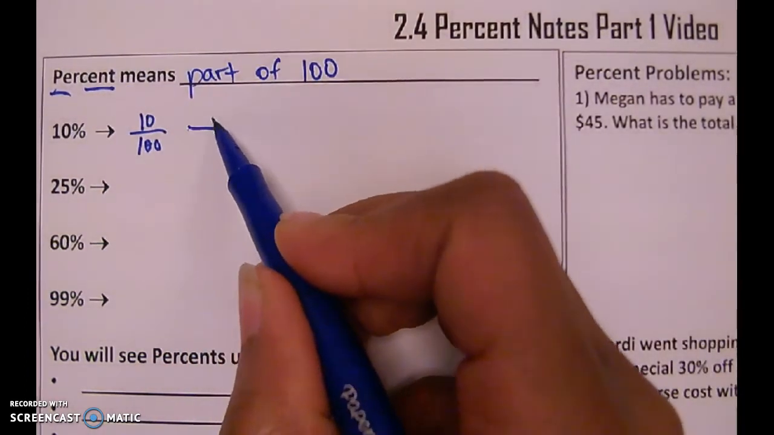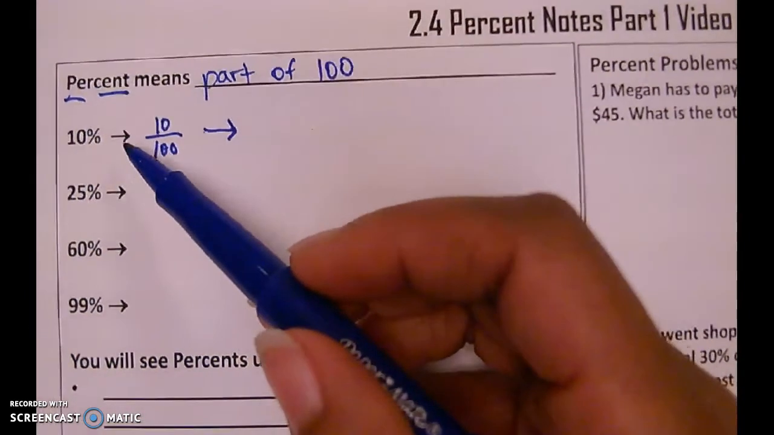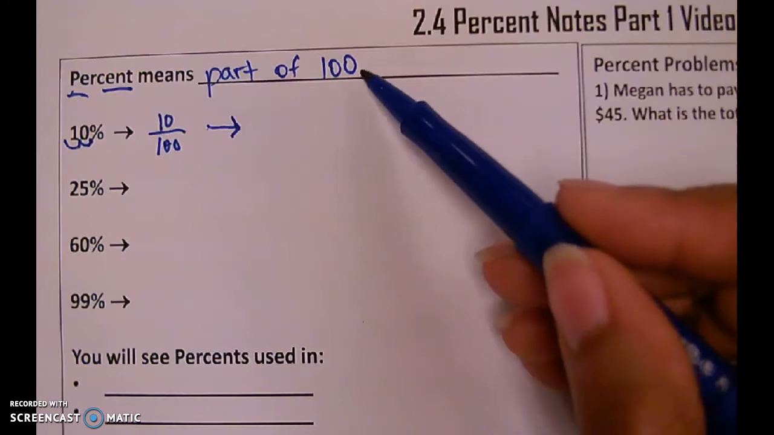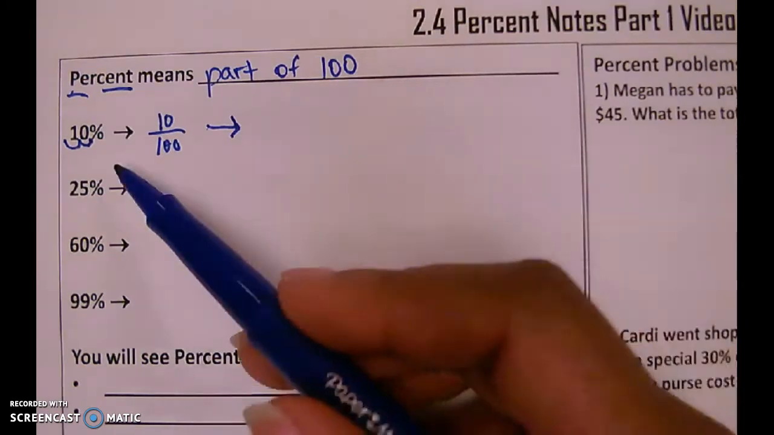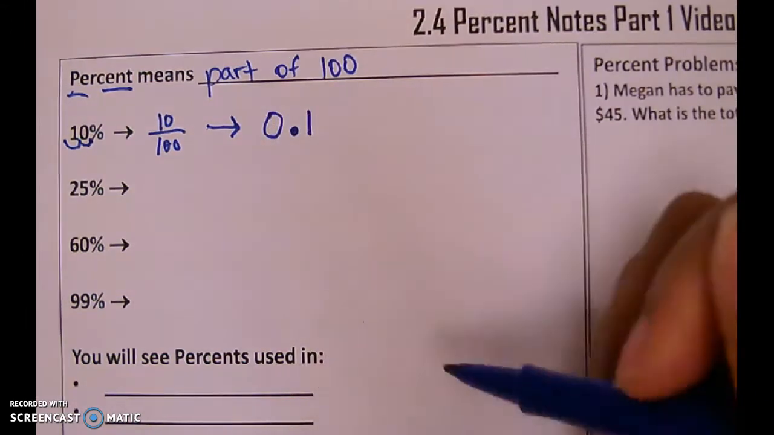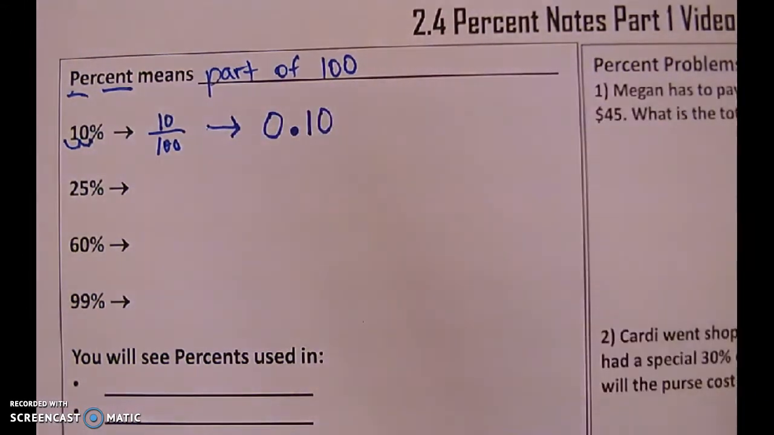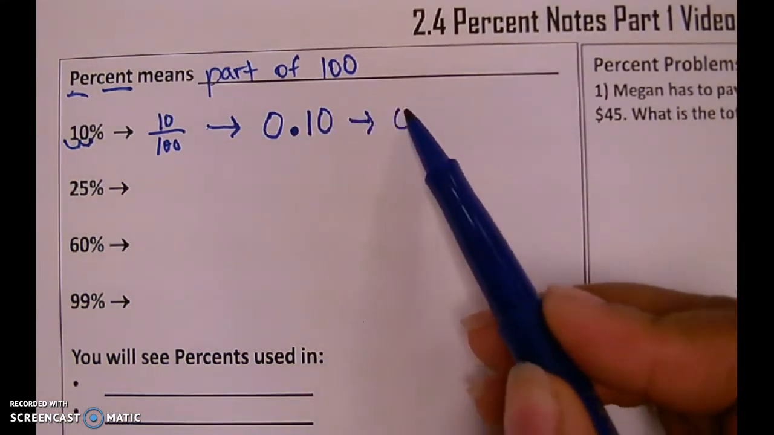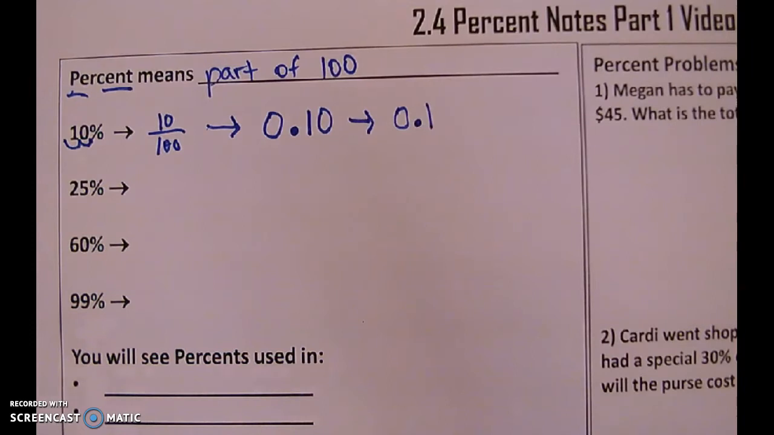And we can represent that in decimal form by actually moving the decimal place over 2 times because we have 2 zeros in 100. So we can represent 10% as 0.1. If you want to add the 0 just to make you feel comfortable, you can, but it's the same thing as the decimal 0.1. Okay?